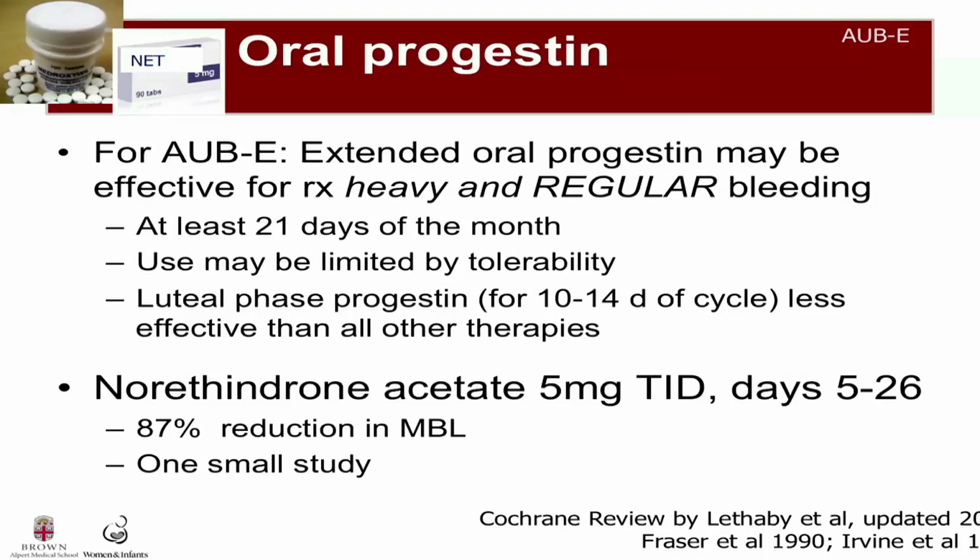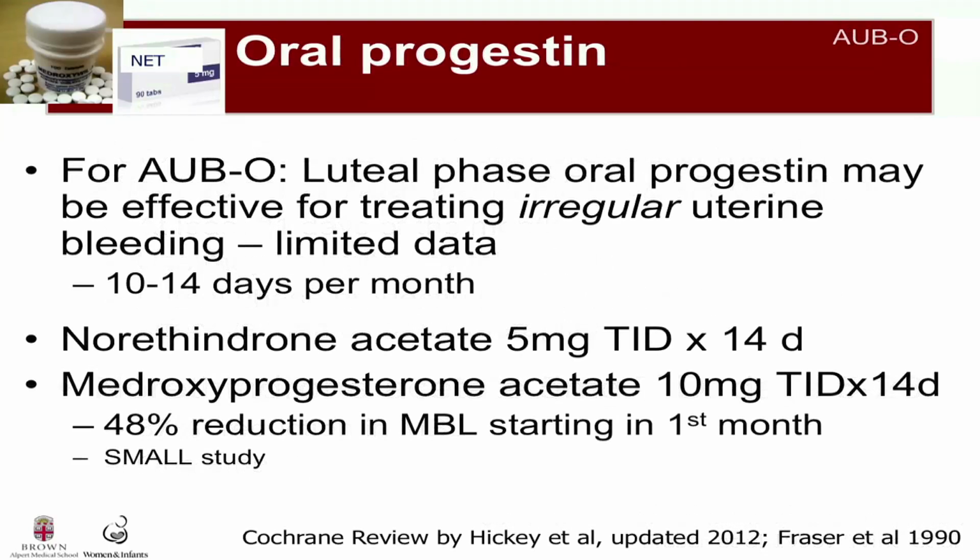I want to note here, before we move on to the next slide, that luteal phase progestins for 10 to 14 days of the cycle are not effective for treating patients with heavy and regular bleeding and have been shown to be less effective than all other therapies. This leads us into the slide on oral progestins for AUB-O.